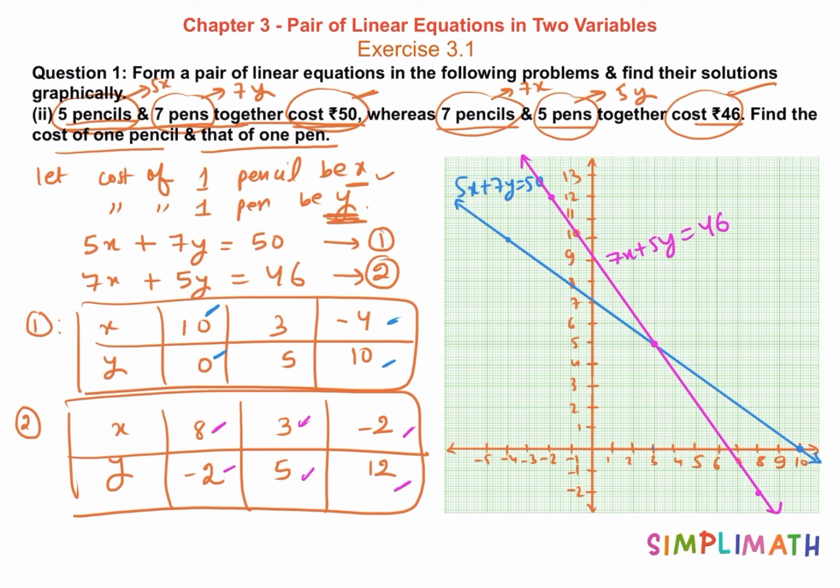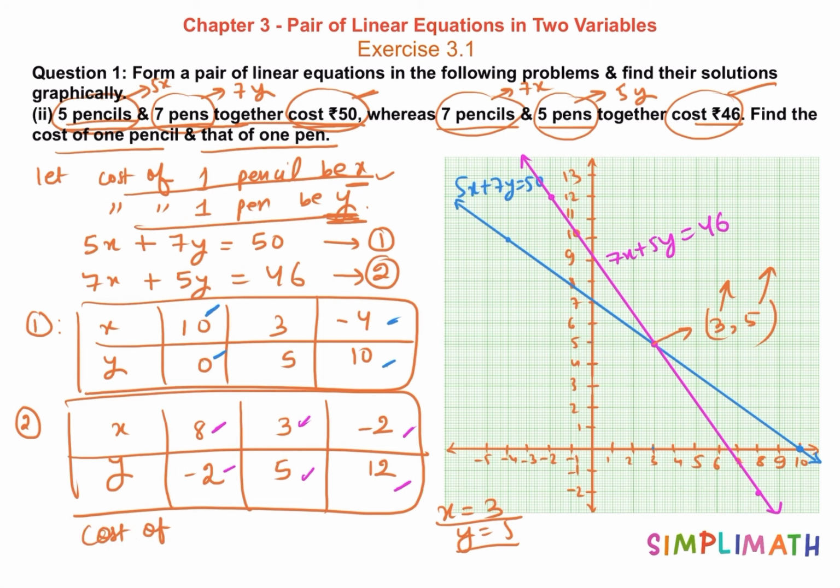So the solution of the given pair of linear equations would be the point where the graphs of the two equations intersect, which is this point. And this point is 3 comma 5, right? So the solution is, what is the x coordinate? 3, and what is the y coordinate? 5. And we know that x is the cost of one pencil and y is the cost of one pen. So the cost of one pencil is 3 and the cost of one pen is 5.